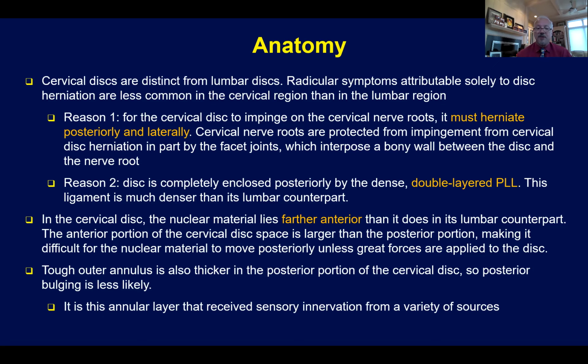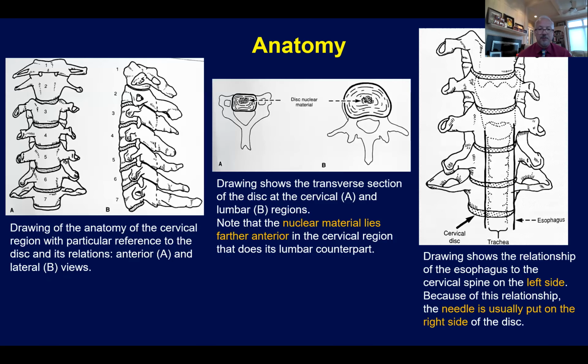I already mentioned that the material lies further anteriorly than in the lumbar spine. Therefore, it has to traverse a greater segmental distance from the nucleus to the posterior annulus to cause a clinically significant disc bulge, protrusion, or herniation. And the outer longitudinal ligament is indeed also thicker posteriorly.